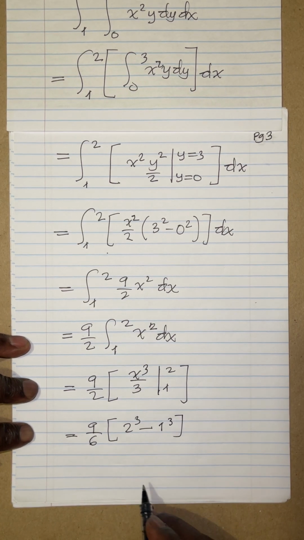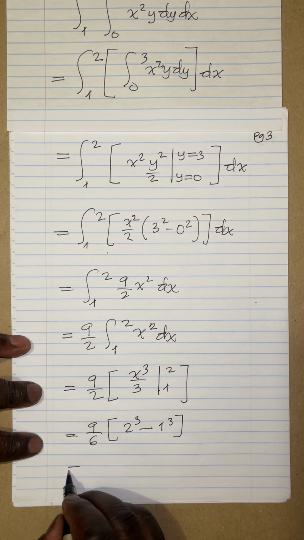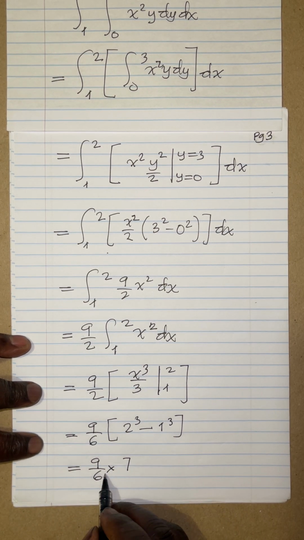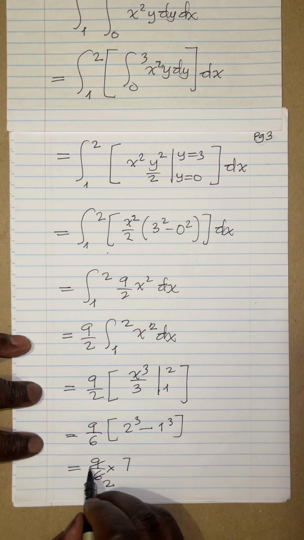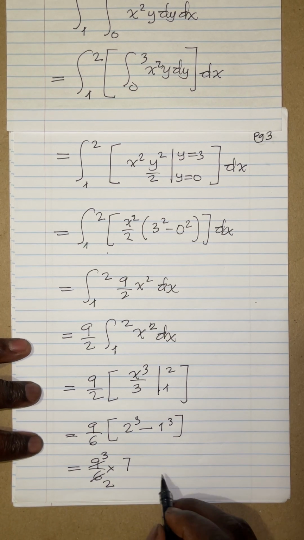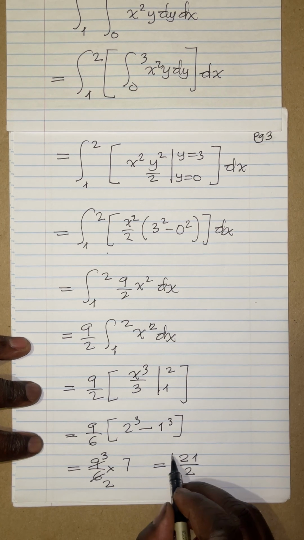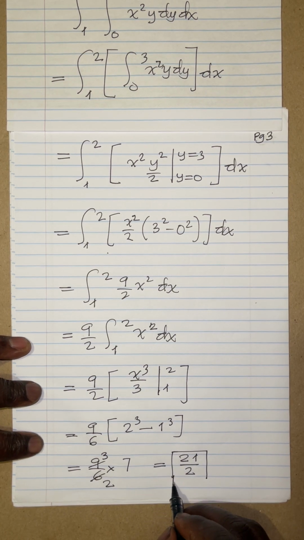Now what is 2 cubed? 8 minus 1 is 7. So we have 9 over 6 times 7. Again, we see that 3 goes into 6 2 times, into 9 3 times. What is 3 times 7? Yet again, we're finding 21 over 2. So the order of integration doesn't really matter.